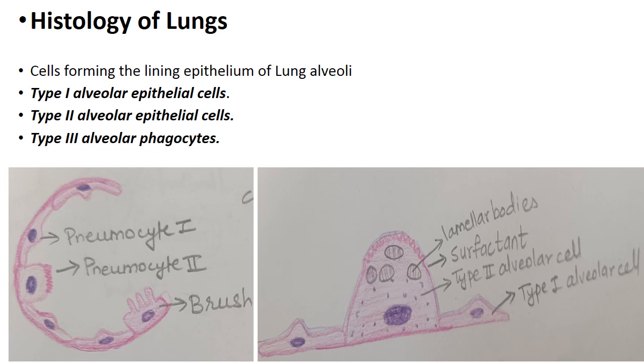The cells forming lining epithelium of alveoli are known as pneumocytes, and these pneumocytes are of two types. 90% of alveolar surface cells are simple squamous cells. They are known as type 1 alveolar epithelial cells, and they are connected by tight junction, and through these cells gaseous exchange occurs. Then the second variety of pneumocyte is type 2 pneumocyte or type 2 alveolar epithelial cell.